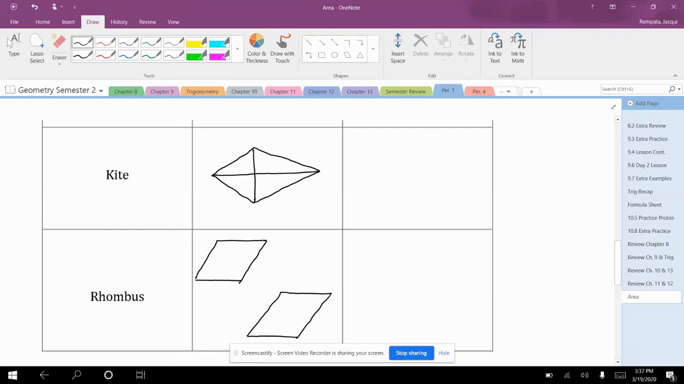Let's talk about formulas for area of a kite and a rhombus. So here I've got a figure of a kite drawn. If we remember back to last semester, a kite has four sides in which two sets of disjoint consecutive sides are congruent, meaning these two sides would be congruent because they're right next to each other, and then these two sides would be congruent because they're right next to each other.